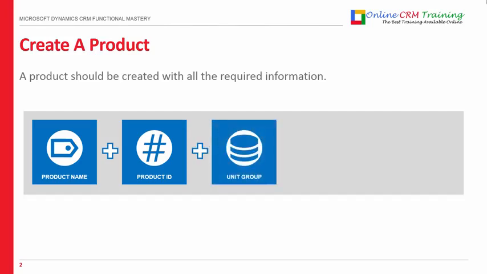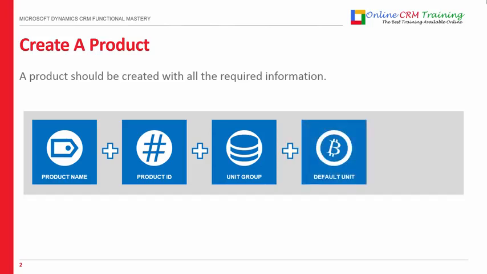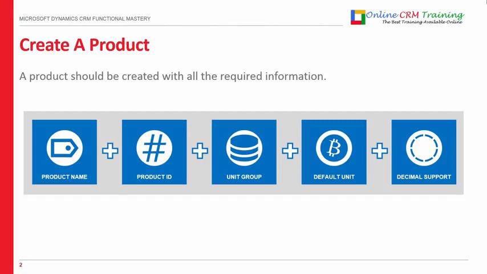Then you should have the unit group, as I've shown you in the previous video. And what is the default unit? For example, it can be the primary unit or some other unit, but you should have the default unit for the product. You should also specify the decimal support. It means the product will be sold in whole numbers like 1, 2, 3, 4, 5, or it can also be sold in 1.25, 1.365. So how many decimals are supported? If the product is sold in whole numbers, then you specify decimal support as 0. If the product supports selling in decimals, then you can specify the decimal support for that product.